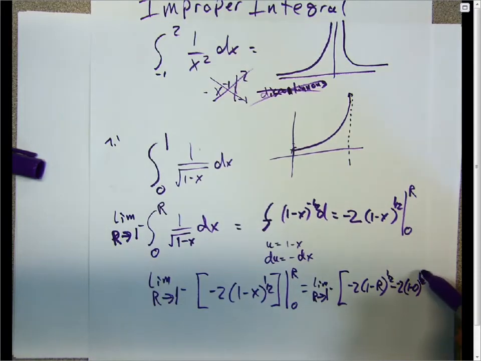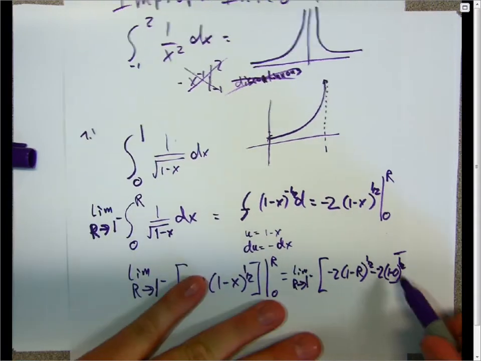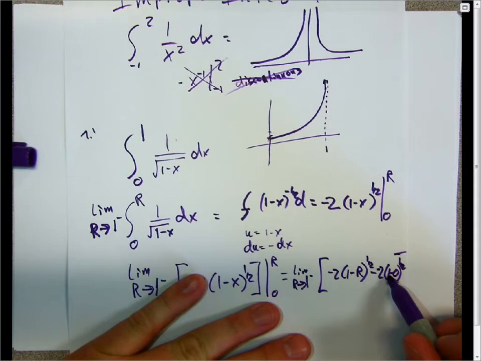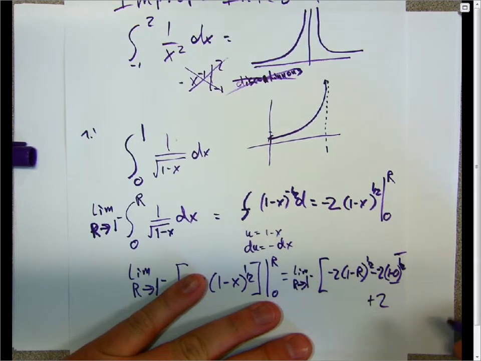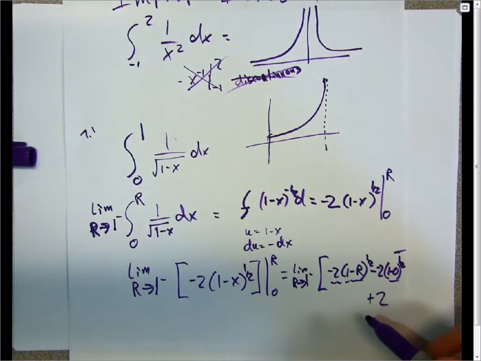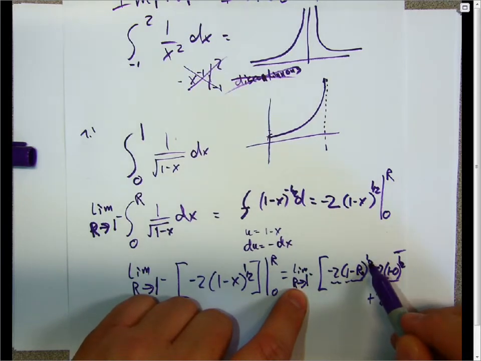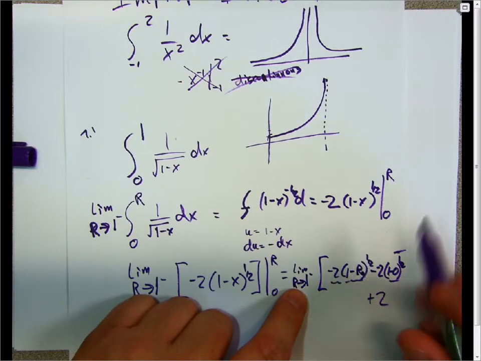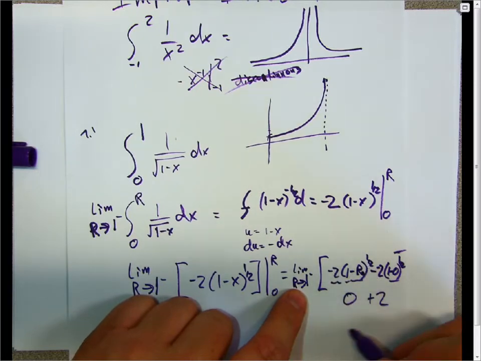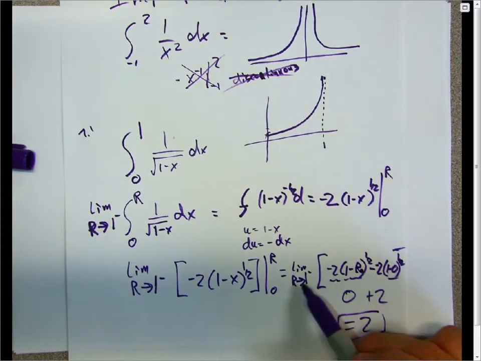All right, with all that, I can clearly see that this here is going to be 1. The square root of 1 is 1. I end up with a positive 2 here. So the question becomes, what's going on here? Well, if I'm approaching 1, 1 minus 1 is 0. The square root of 0 is 0, so negative 2 times 0, so I have 0 plus 2, so my answer is 2.